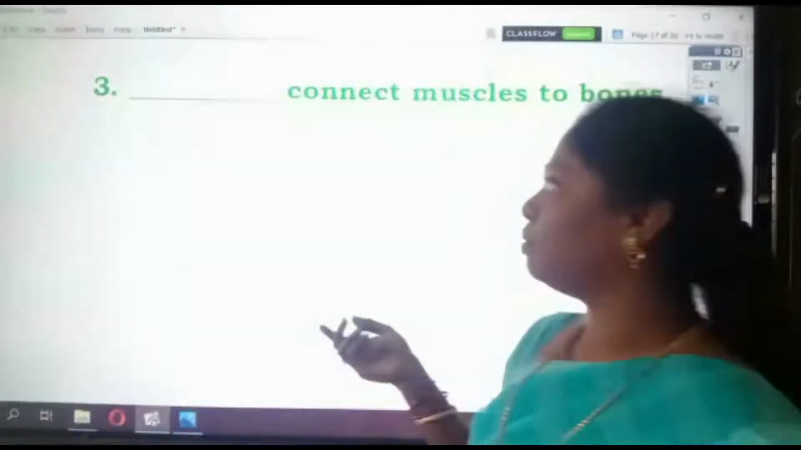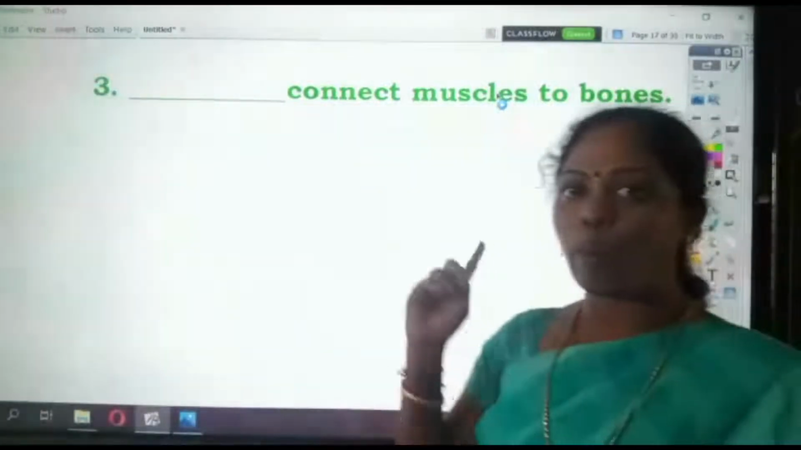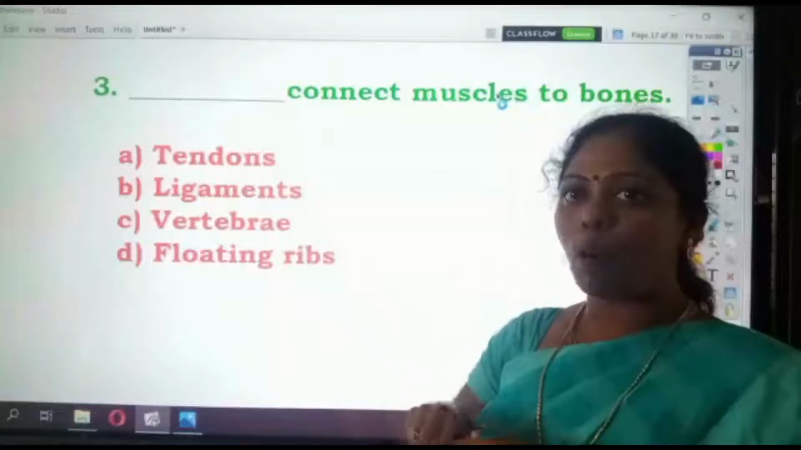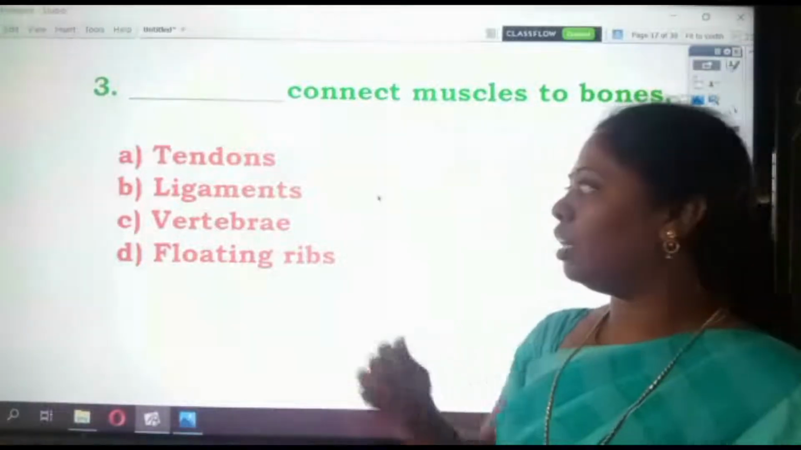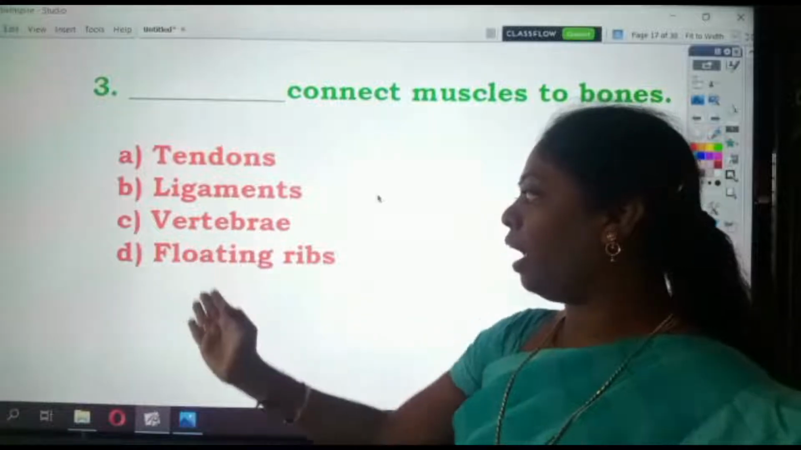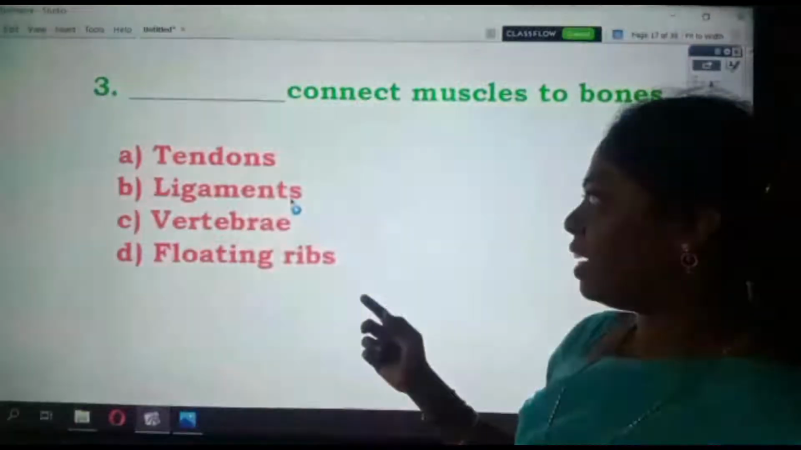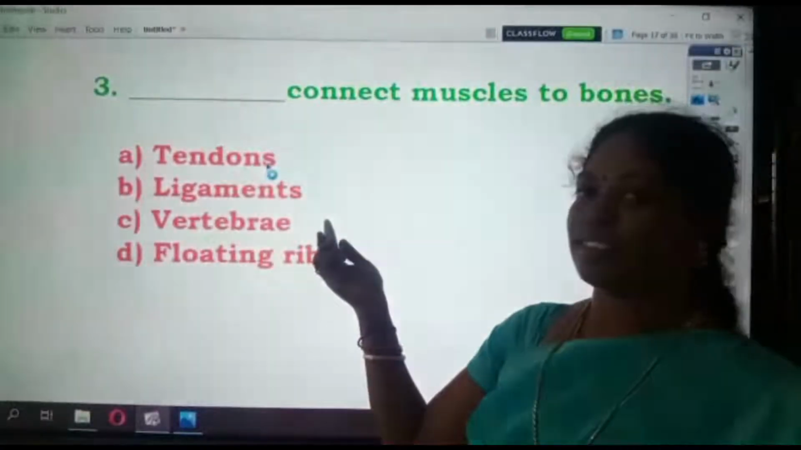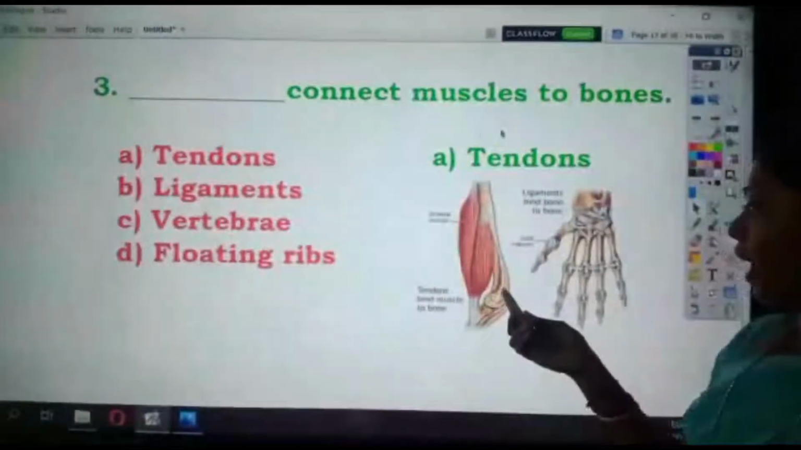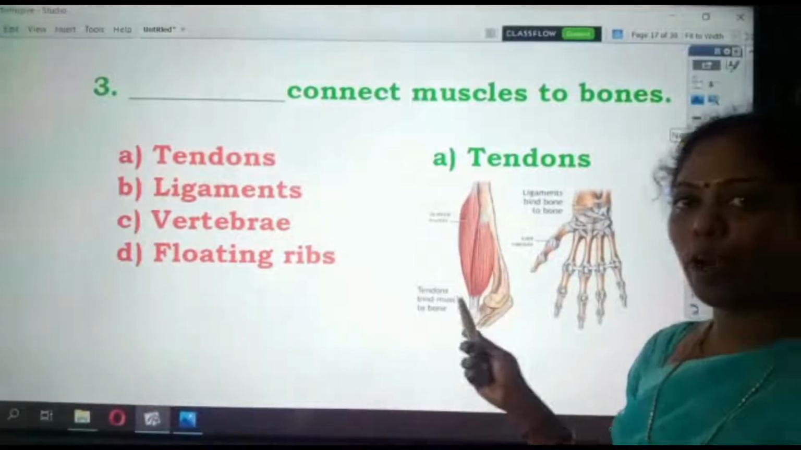Next question. Dash connects muscles to the bones. Just now I said muscles and bones are connected by what? The options are tendons, ligaments, vertebrae and floating ribs. Which is the answer? The answer is tendons. Now you can see the tendons, the muscle and the bone. Both are connected by tendons.